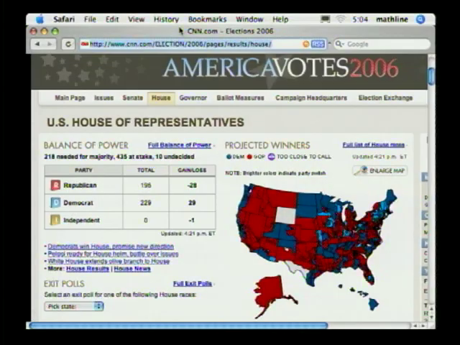I have CNN up on my computer here. They're, of course, announcing that the House of Representatives is now Democratic. The Senate, last I checked, just before the program, still had 1 seat undecided. It was 50 seats for the Democrats and 49 for the Republicans. So we're not sure if it's a tie yet or if it's actually going to be a win for the Democrats. But I brought my magic 8 ball with me today.